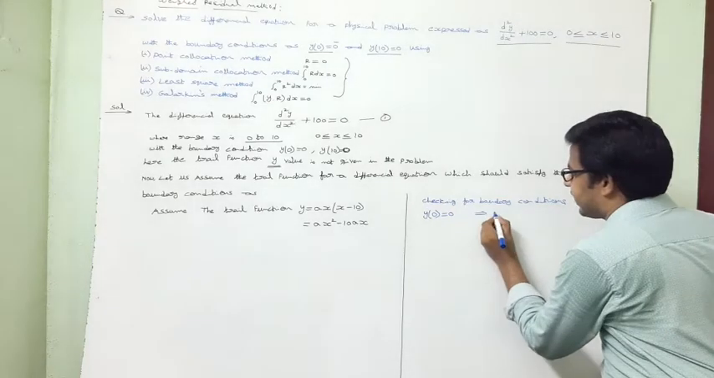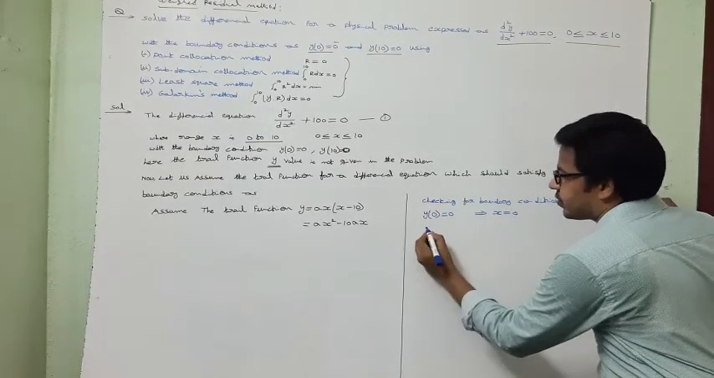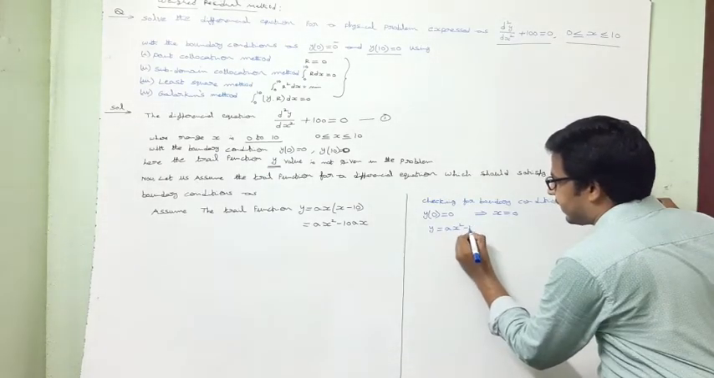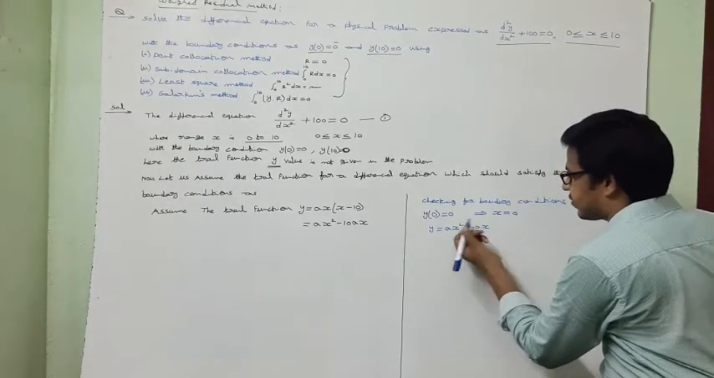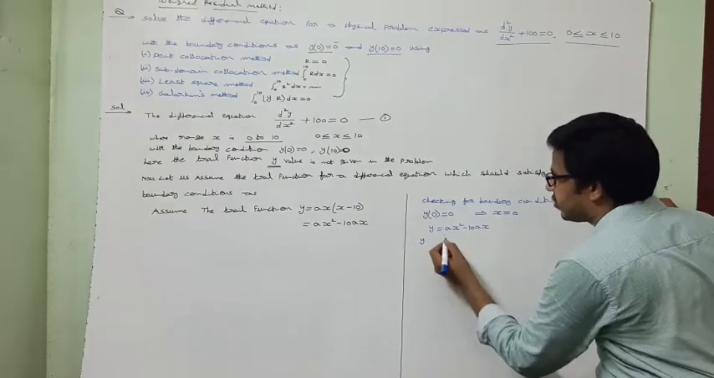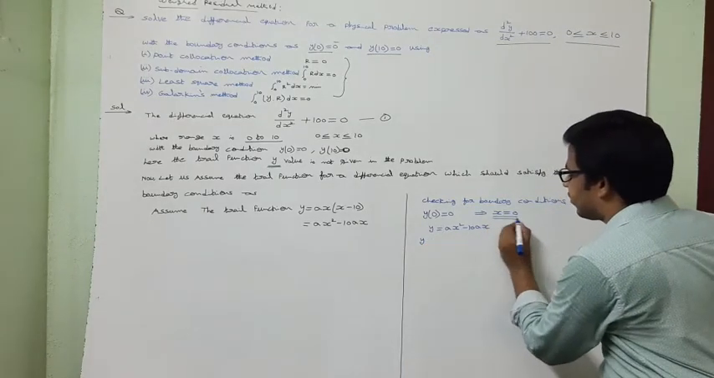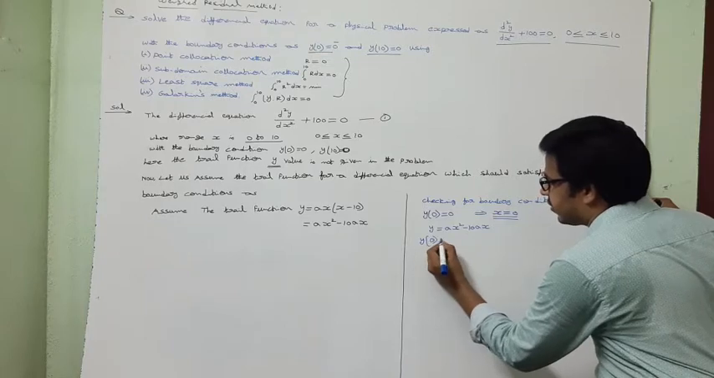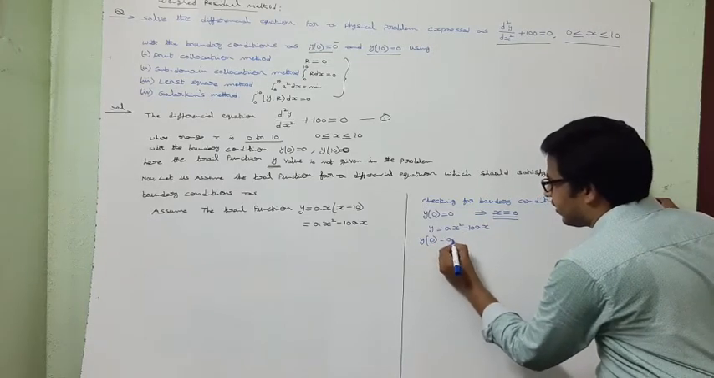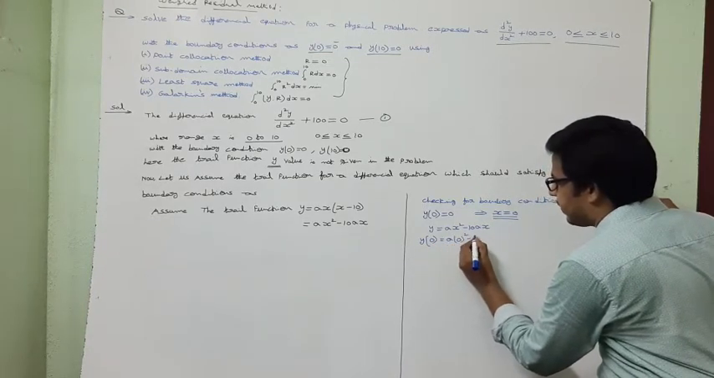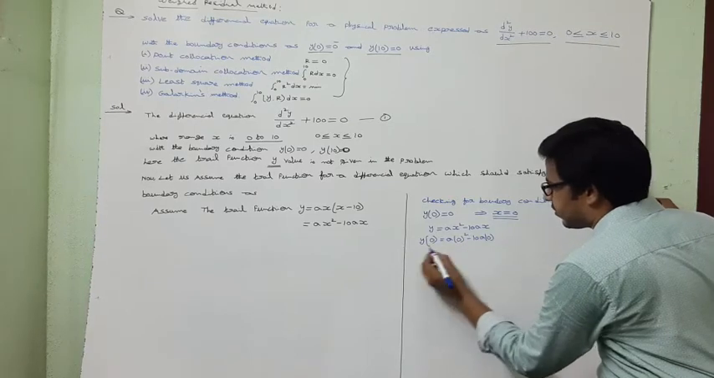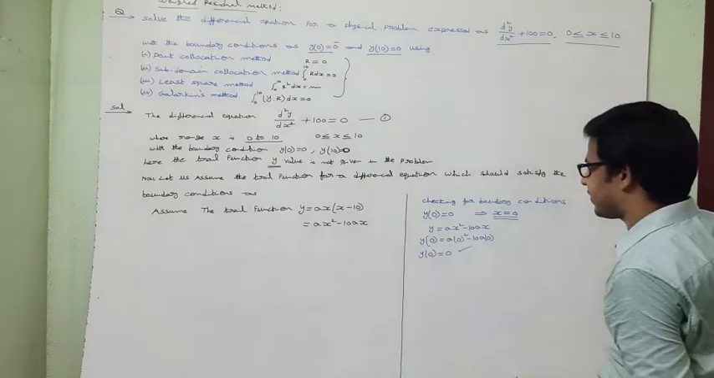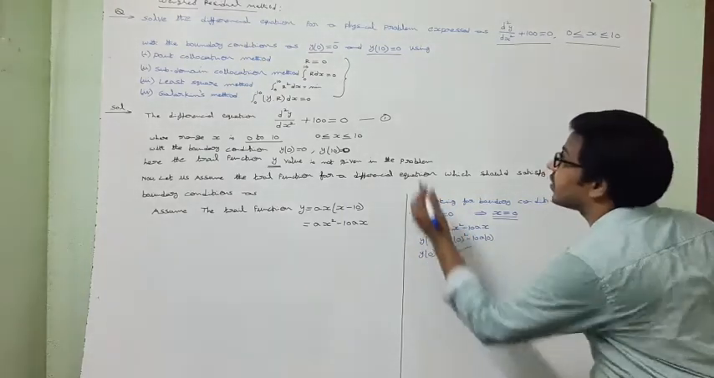If x equal to 0, then y equals ax square minus 10ax. So y of 0, that means x equal to 0, is equal to a into 0 square minus 10a into 0. So y of 0 is equal to 0. This satisfies the condition. Coming to the next one.